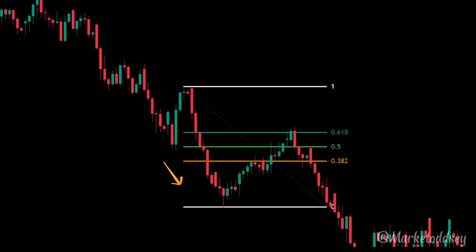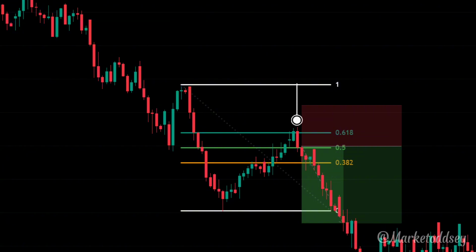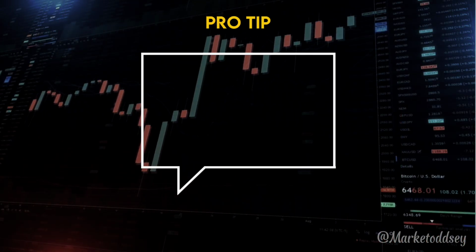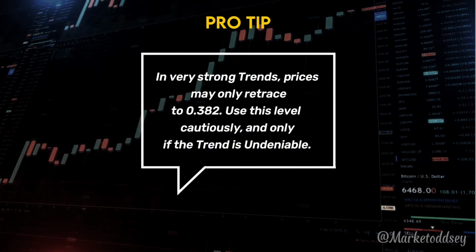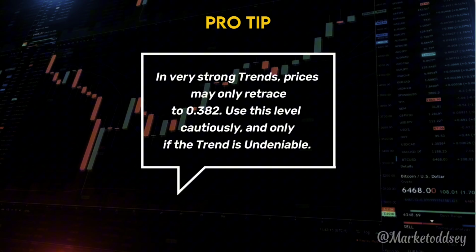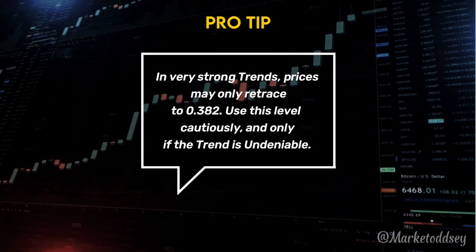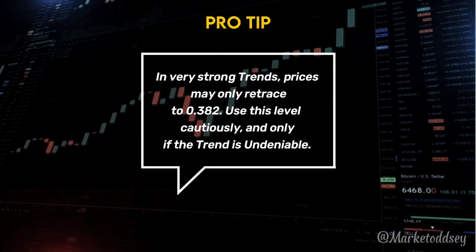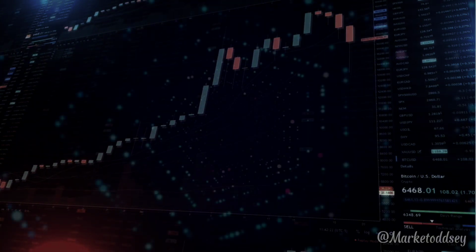In a downtrend, after a sharp decline, prices retrace upward. Draw Fibonacci from the swing high to swing low. Watch for bearish signals, e.g., rejection candles, near the golden zone. Enter short, with a stop loss above the 0.618 level. Pro tip: in very strong trends, prices may only retrace to 0.382. Use this level cautiously, and only if the trend is undeniable, e.g., breaking news or strong earnings forecasts.